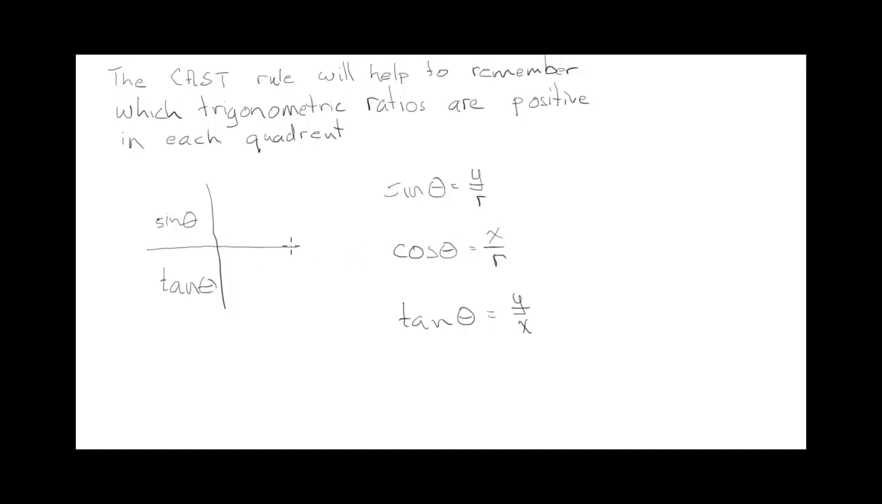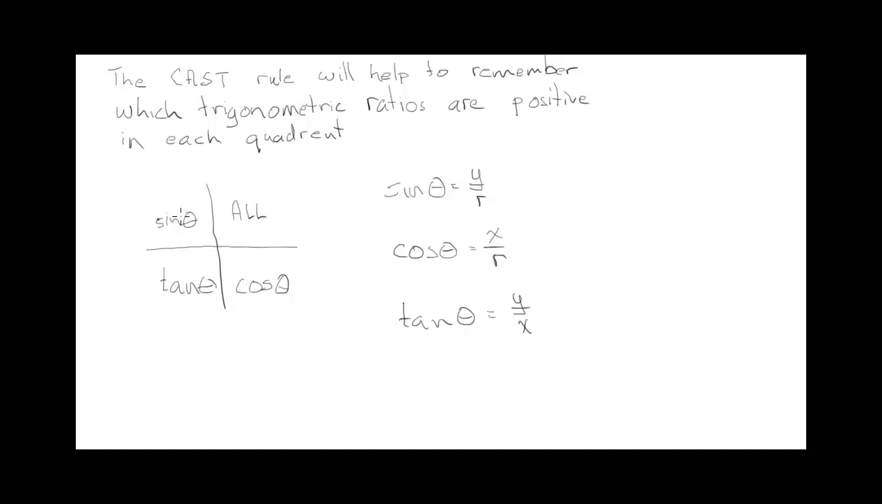In the fourth quadrant, cosine would be positive because x is positive and y is negative, so the other two would be negative, right? You'd have a negative for this one and a negative for this one. And in the first quadrant, all three would be positive because x and y are both positive. So we just say all. So this is where the cast rule comes from.